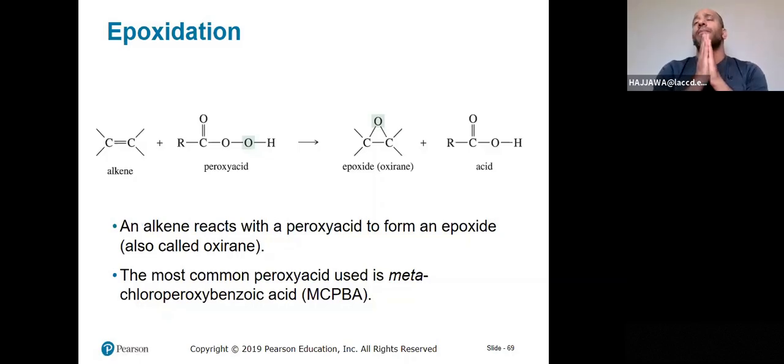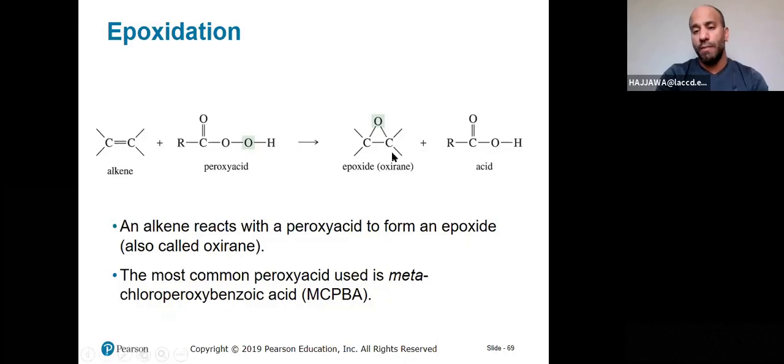So we have the required mechanisms so far. You have the halogenation and the haloform formation. The next required mechanism is epoxidation. What does epoxidation mean? First of all, what's an epoxide? An epoxide is a cyclic ether.